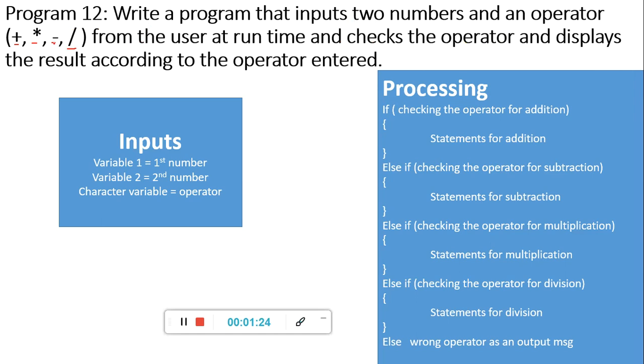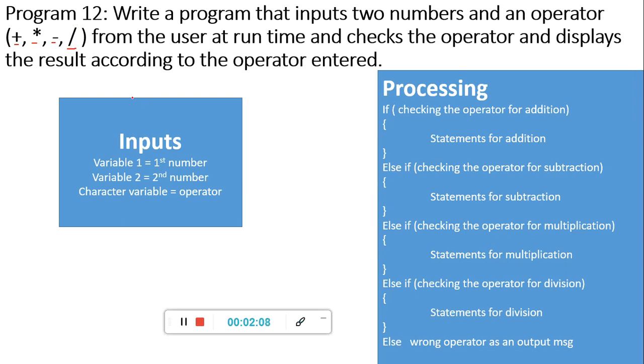If the user has entered plus, then the program will add those two numbers and display the output. Otherwise, it will check for another operator, that is the star. If the user has entered star, it will multiply those two numbers and display the output accordingly. Otherwise, the program will check for hyphen. If the user has entered hyphen, it will subtract the two numbers, and same is the case with the front slash. If the user has entered front slash, it will divide those two numbers. So it is just like a calculator.